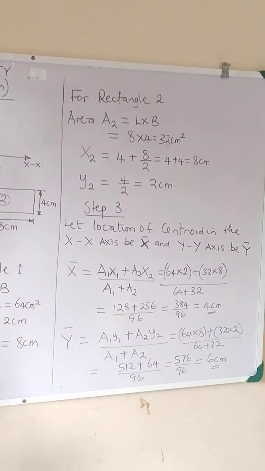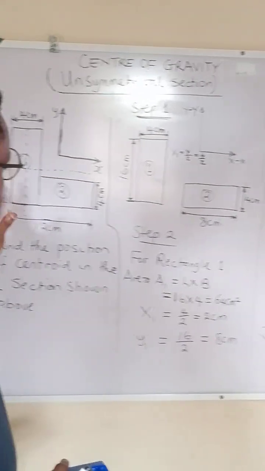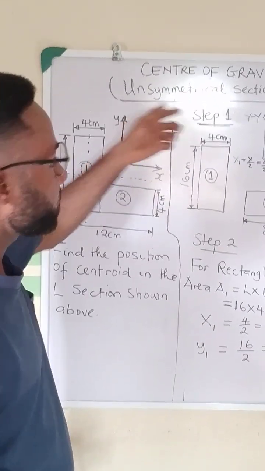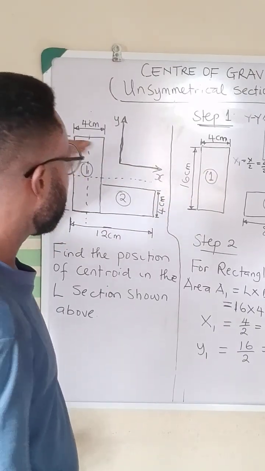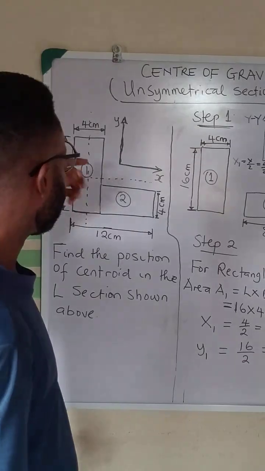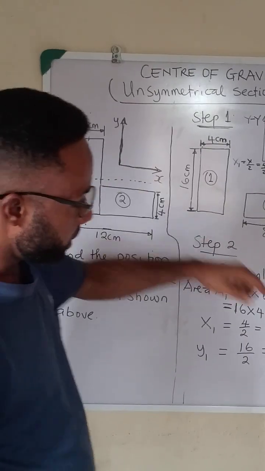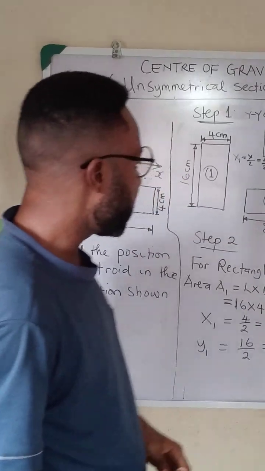So basically, this is how to find the centroid of a shape when it is unsymmetrical. Okay, so if it is unsymmetrical, it means you have to find the centroid in the x-axis and the centroid in the y-axis.